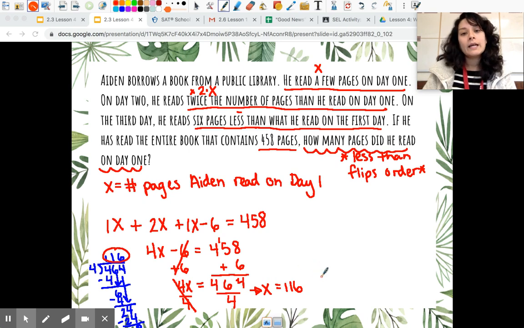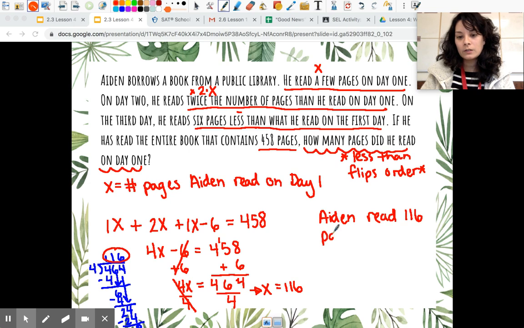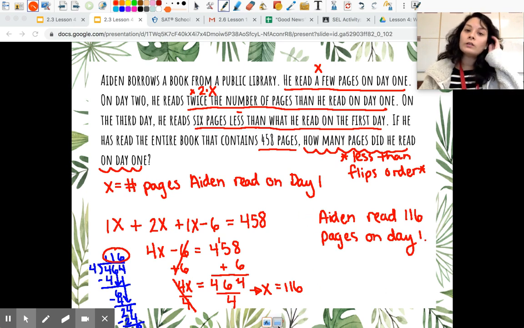And then the last thing I need to do is state my answer in words. So Aiden read 116 pages on day 1. Okay, so make sure that you have all of this in your notes, and then I'm going to pause the video and give you the next one to try.